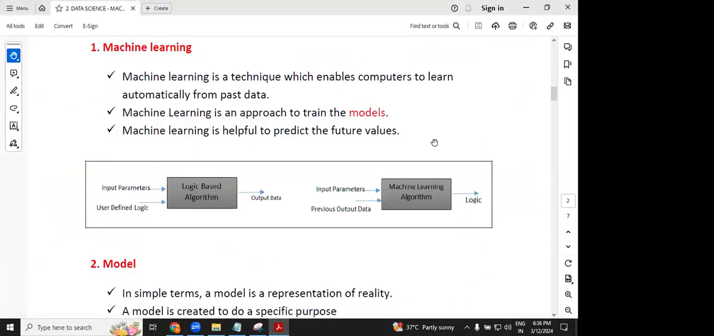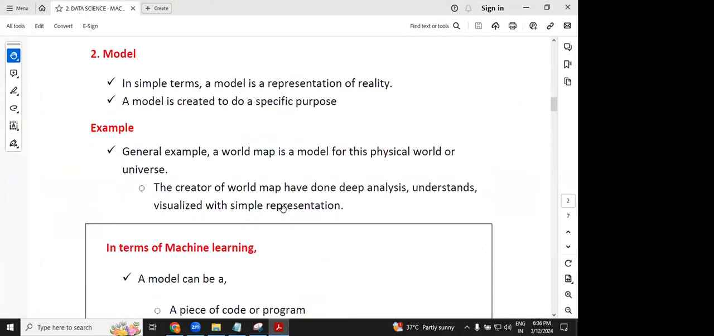I hope you know the definition for machine learning, so I will not explain this one. Machine learning is a technique which enables computers to learn automatically from past data. Machine learning is an approach to train the model. Now please observe here.